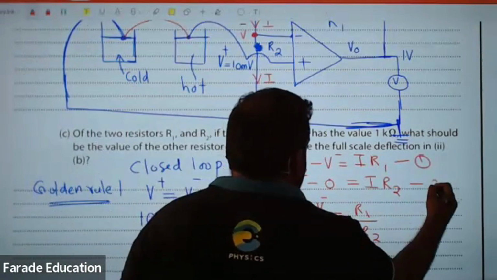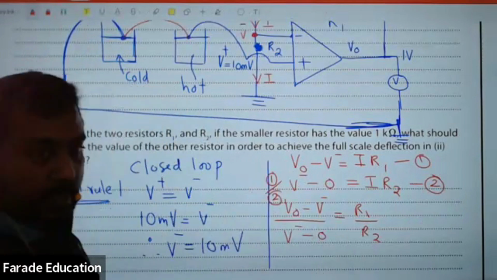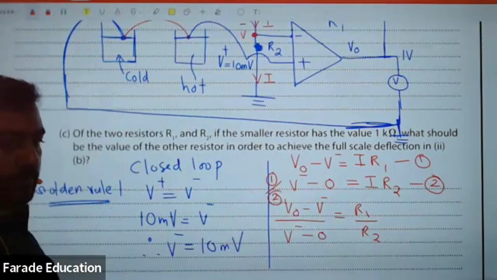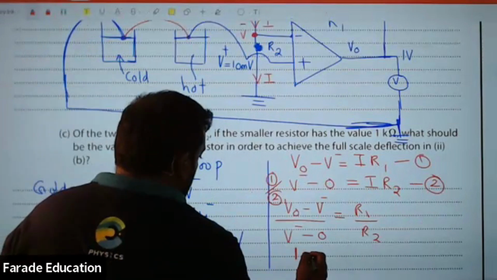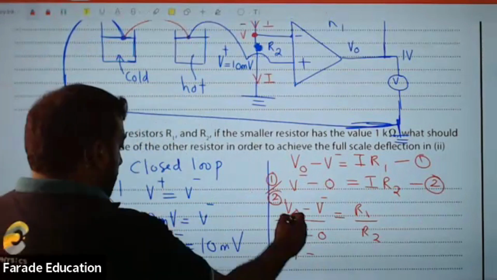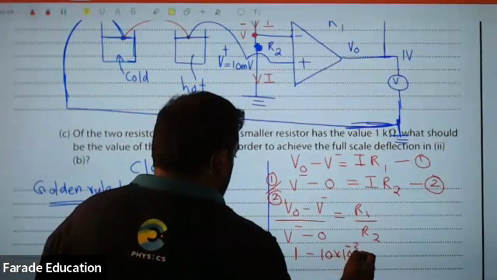I'll name this equation 1 and this equation 2. Here you have 1 divided by 2. Now what? Your output voltage is 1 volt and V minus is 10 millivolts. Convert millivolts to volts.